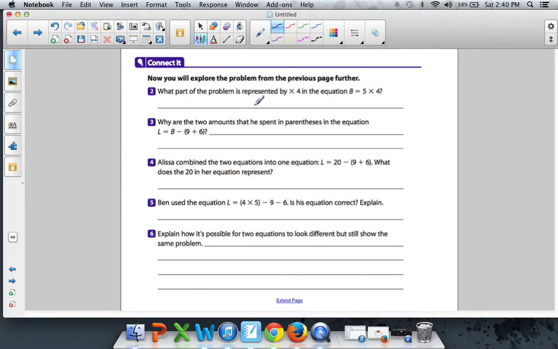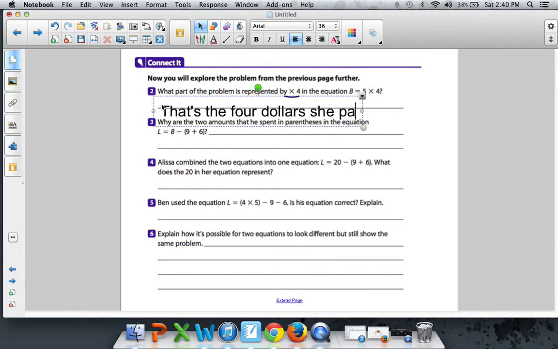What part of the problem is represented by the times 4 in the equation B equals 5 times 4? So think about the whole problem we read with Miss Becker and that stuff. What is the times 4 thing? What is that? It's simple. That's the $4 she pays him per hour. Right? That's the $4 she pays per hour.